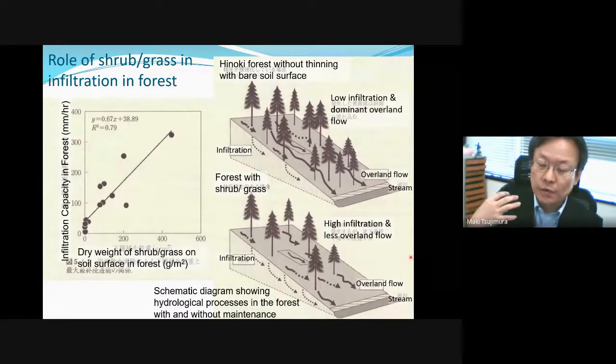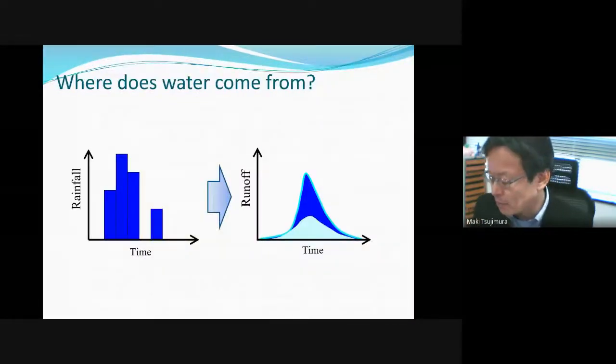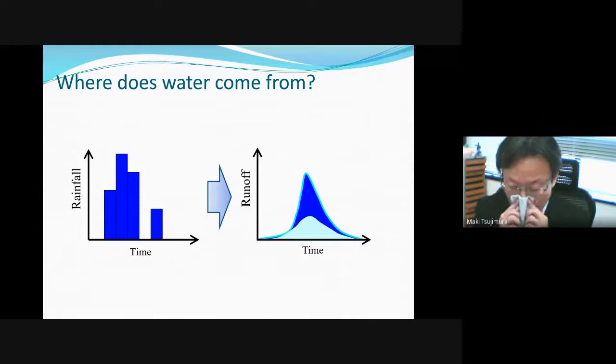So for the forest, we need to maintain it using logging or thinning. Without enough maintenance, even if there is a forest there, the forest cannot work well. That is the most important point in forest hydrology. And again, I would say, coming to the important questions for the river or stream: where does that water come from? From the rainfall to the runoff.